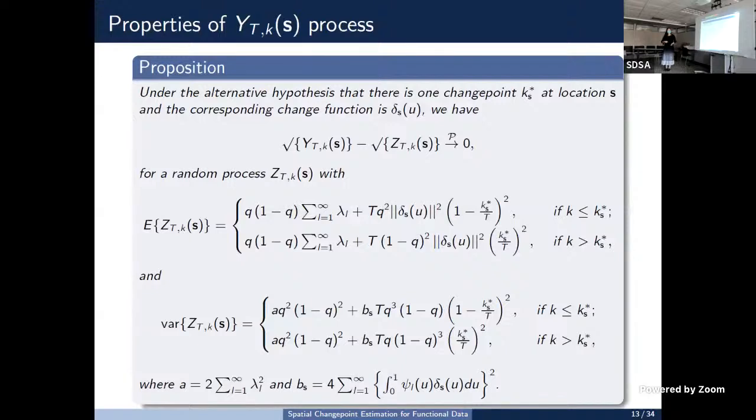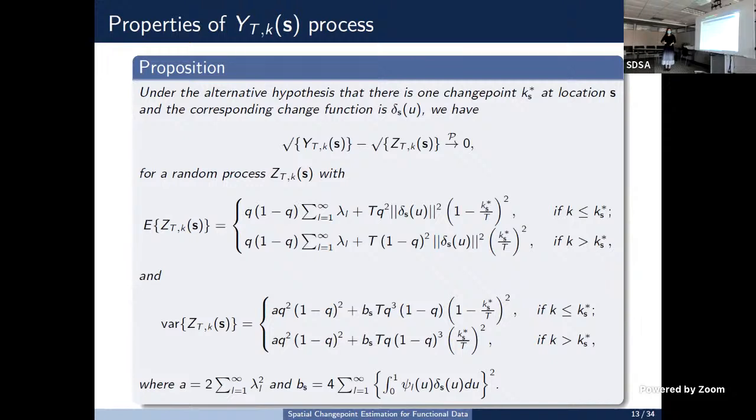Let's look at the proposition, the result when there is one change point, k star, and the change function is delta. Y is the Y process we are interested in. Z is another process. We can find the relationship between these two processes. There is a square root here. We can easily calculate the expectation and variance of this Z process.